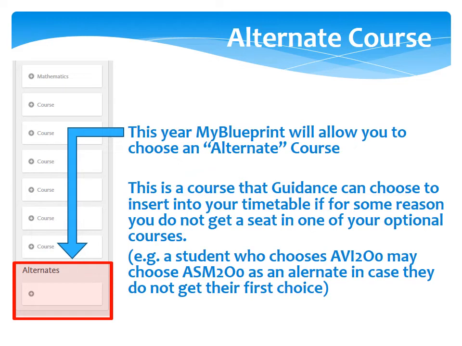My Blueprint will allow you to choose an alternate course. This is a course that guidance can choose to insert into your timetable if for some reason you do not get a seat in one of your optional courses. For example, a student who chooses AVI 200 may choose ASM 200 as an alternate in case they don't get their choice at the first round.